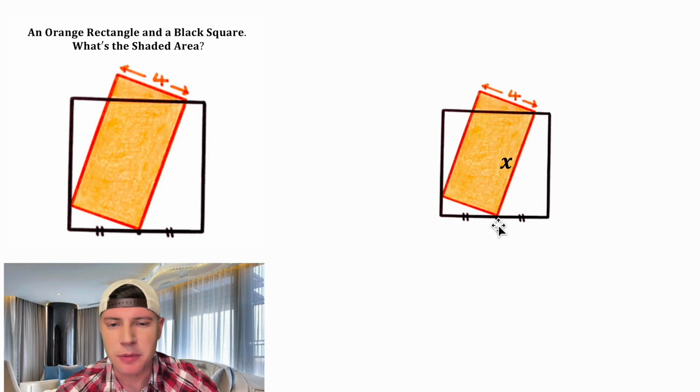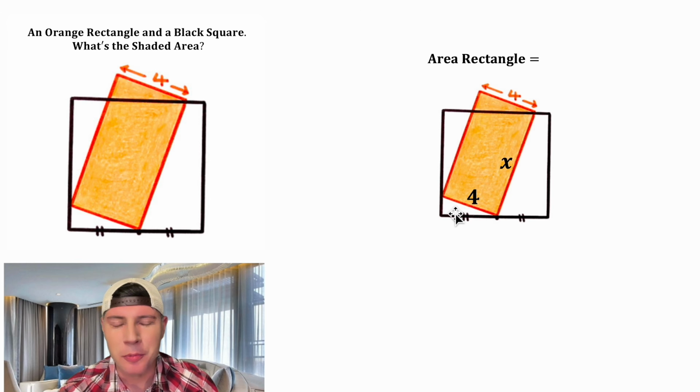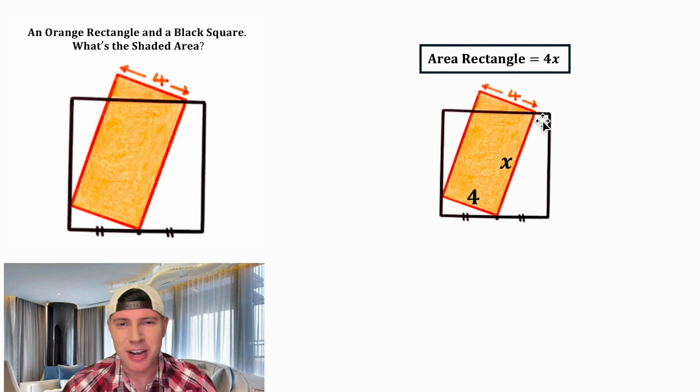And then the base of the rectangle is the same thing as the top, so it's also 4. And now we can write a formula for the area of this rectangle. It's going to be 4 times x. It looks important. Let's put a box around it. So now let's solve for x.